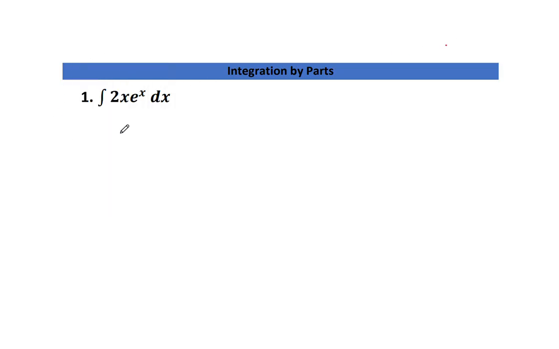Now, to integrate this first problem, the integral of 2x e to the x with respect to x, we're going to first rewrite this problem for simplicity. So I'm going to rewrite this as equal to 2. I'm going to pull out the constant, which is one of the things we're allowed to do with these kinds of problems where you have a constant multiplied by variables. So we pull out the constant term of 2 in front of the integration sign. So I have 2 by the integral of x e to the x.